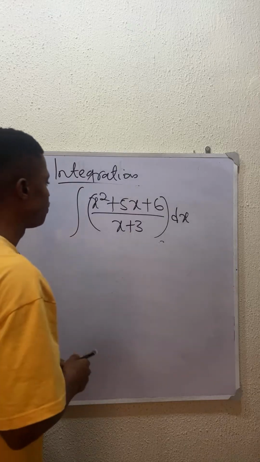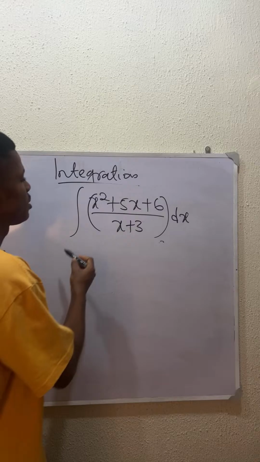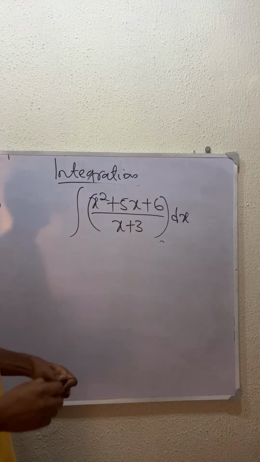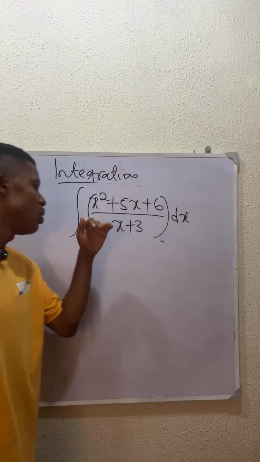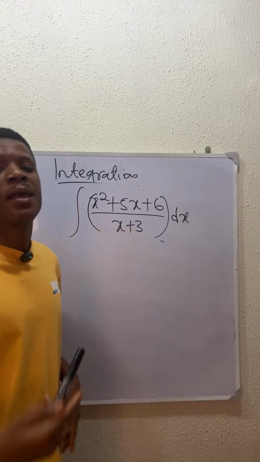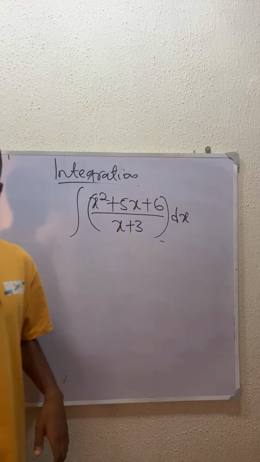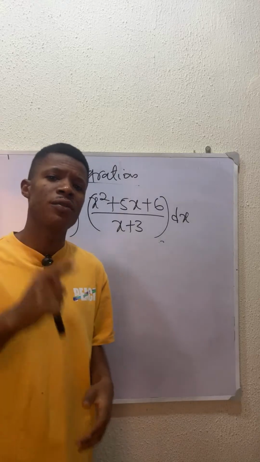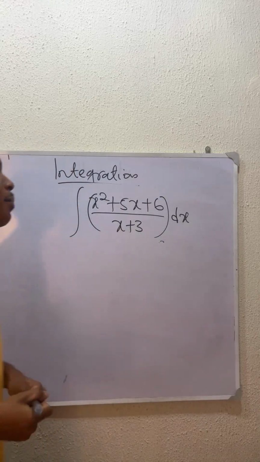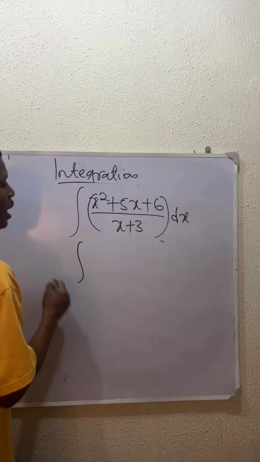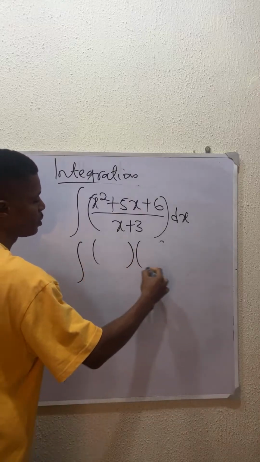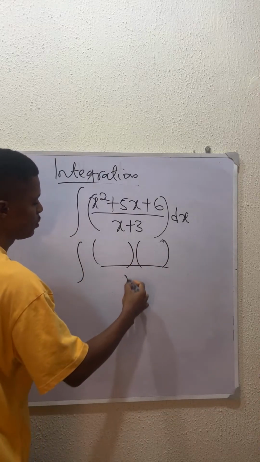Let's see what we can do. So look at this. This is an integral. We are integrating a quadratic at the numerator while we have a linear term at the denominator. So the first thing we have to do to solve this is to simplify the term. I look at the factors. I have to factor the numerator at first.